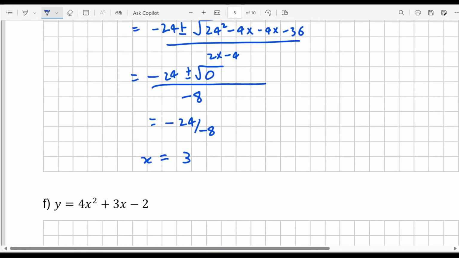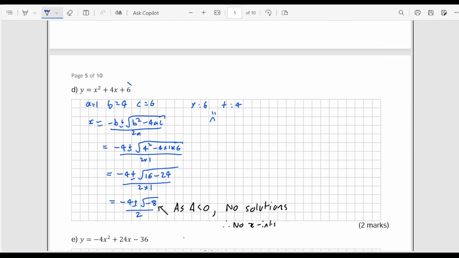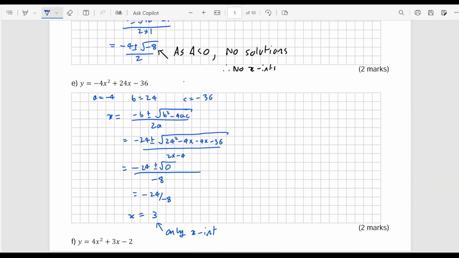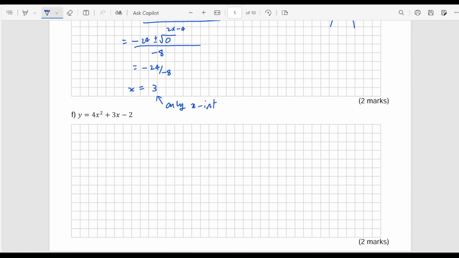So that's the only x-intercept. So if the other one here looked something like that on the x-axis, then this one here, it's upside down because that number's negative, but it'll just touch the x-axis. Cool. All right, next one.